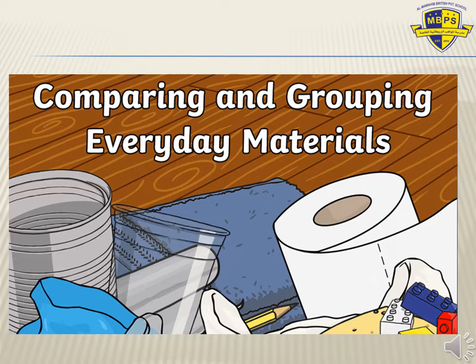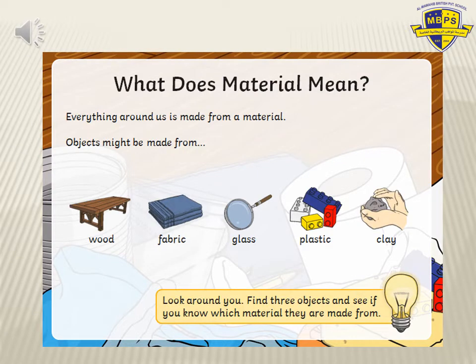Okay, now we will start. What does material mean? Everything around us, as we know, is made from a material. Objects may be made from wood, fabric, glass, plastic, clay, and you can check around your home also. You have many materials, your mom is using, your dad is using, your grandma is using, all of them are using materials. So look around you, find 3 objects and see if you know which materials they are made of. Okay? And tell your mom about your answer.